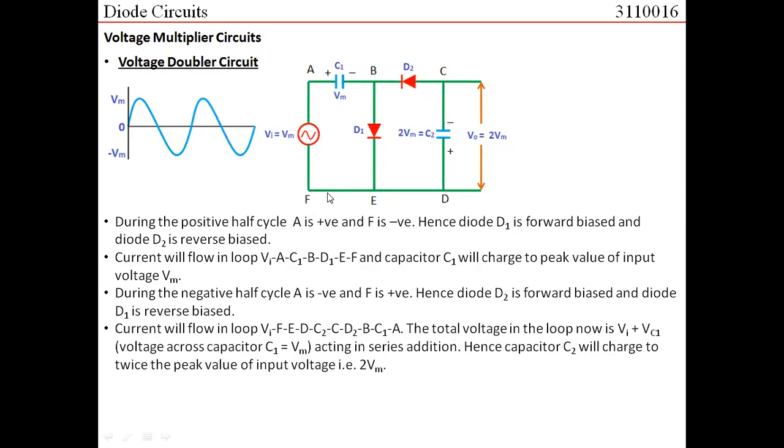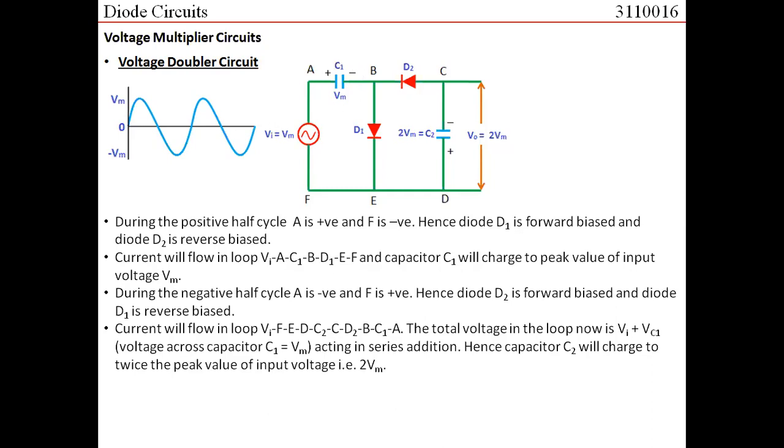So now the loop would basically be this. So the current would flow in this loop, and which can be marked along the path. You can follow my cursor. It would start from Vn to F, F to E to D, D to C2, C2 to C, passing through D2, B, C1 and A. Now if you see this loop, then one voltage source which is present is the input voltage Vn. Another voltage source which is present here is this capacitor which is charged to Vn.